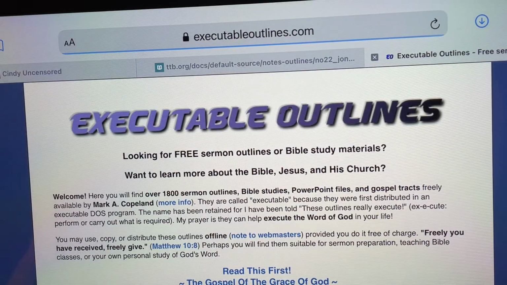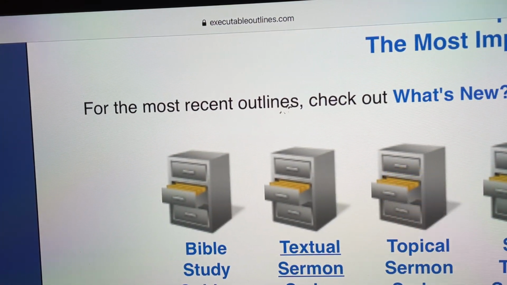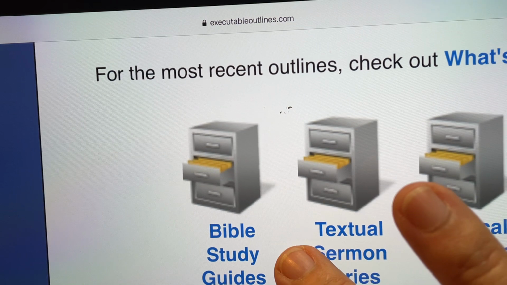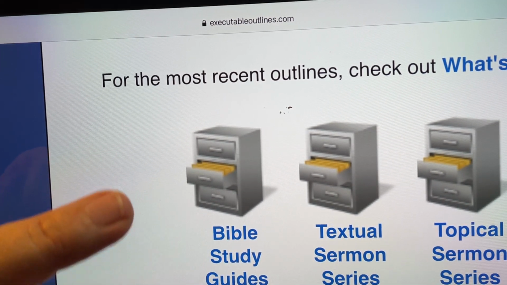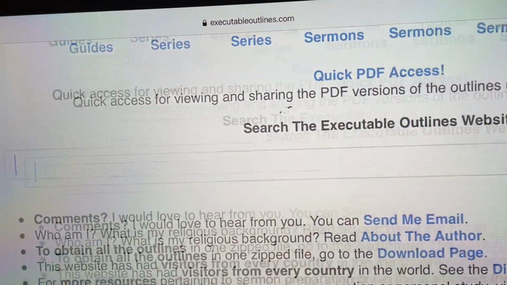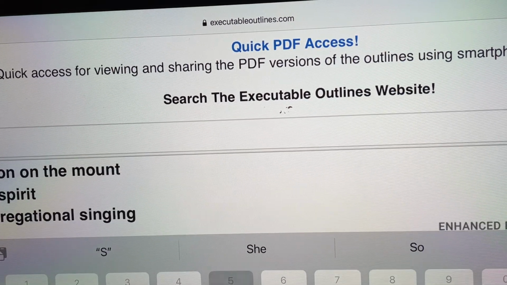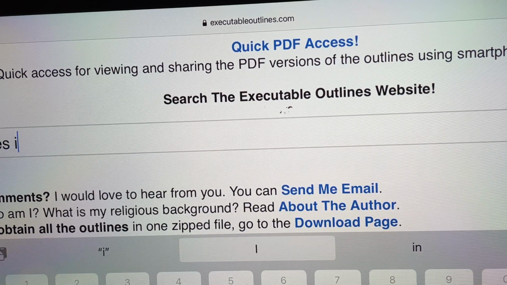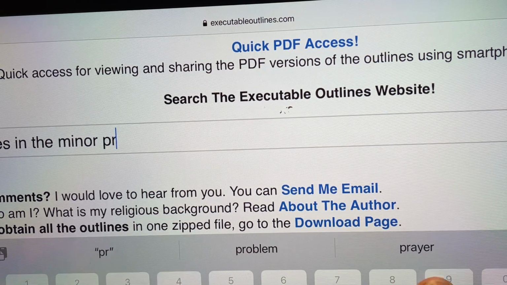It's executableoutlines.com. It's a very plain and generic site that I have used for decades, and I've even gotten permission from the author to use it in lessons and all kinds of stuff. So I know already from looking, normally it would be under Bible study guides. That's where most of the books of the Bible are. But it's not there. It's tucked away somewhere else. So I'm going to search for, it's listed under Studies in the Minor Prophets. So studies in the minor prophets.